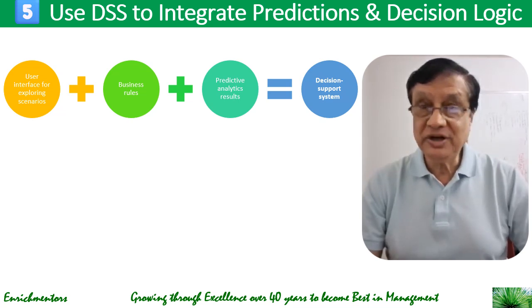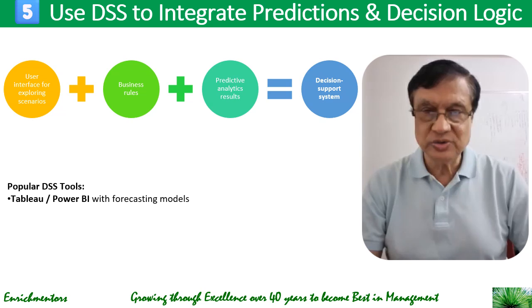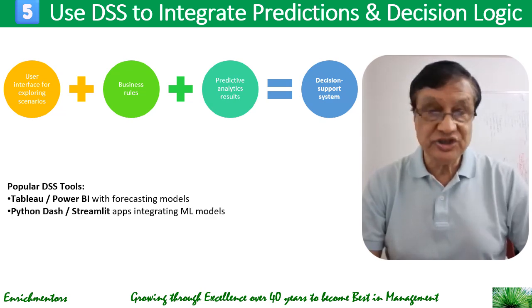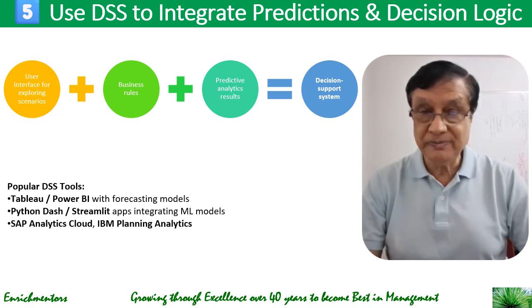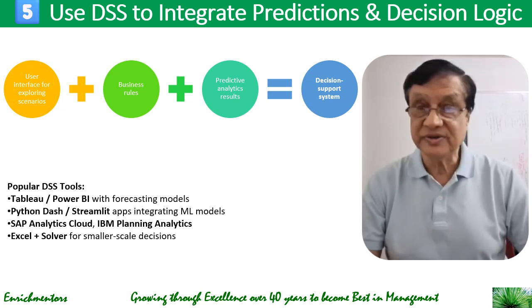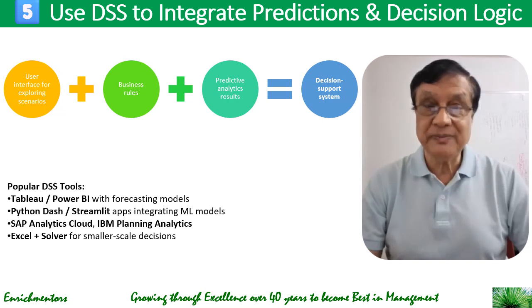Now, what are the popular DSS tools? You could be looking at Tableau and Power BI with forecasting models. You could be using Python Dash and Streamlit apps integrating machine learning models. You could be using SAP Analytics Cloud or IBM Planning Analytics, or simply you could be using Excel plus Solver for small-scale decisions. So that's how you can use a DSS to integrate predictions and decision logic.